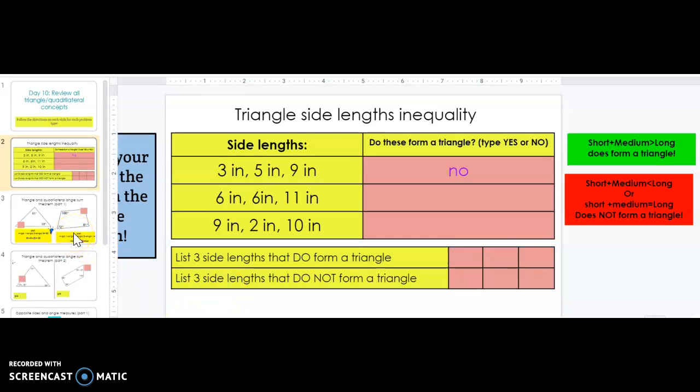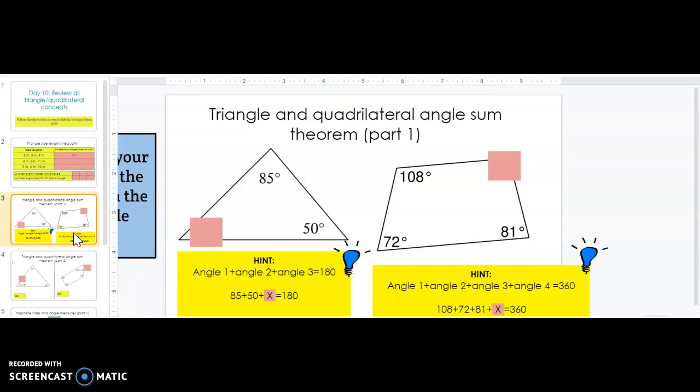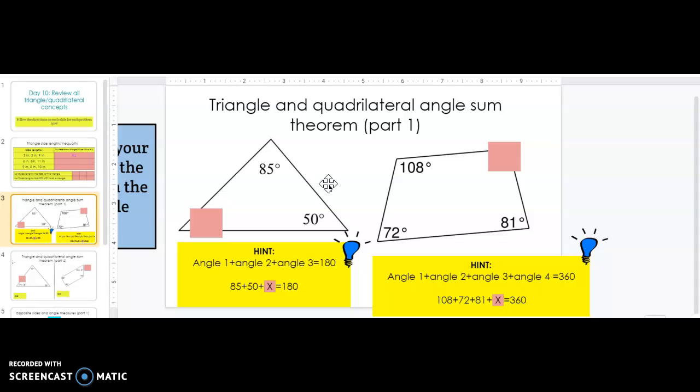Okay, moving on to slide 3. Okay, this one is about the triangle and quadrilateral angle sum theorem. Okay, these are pretty straightforward problems. These are addition and subtraction problems, so I think we're all going to be pretty good at these. The only thing you have to remember is that it has to add up to 180 for a triangle and 360 for a quadrilateral. These boxes are not on your slides. I've added them for the purpose of this video.